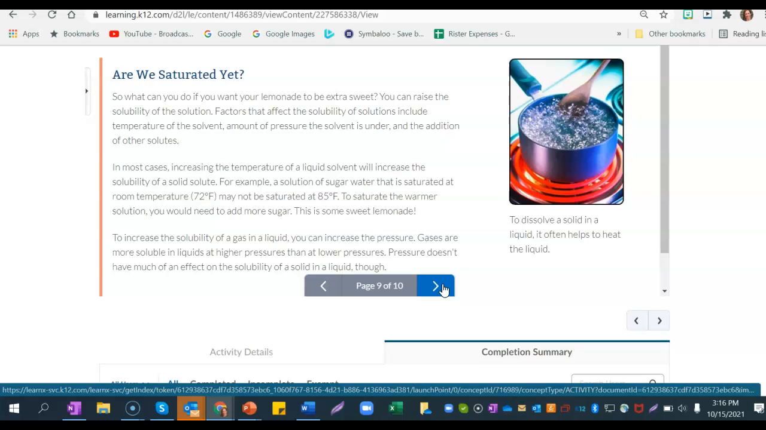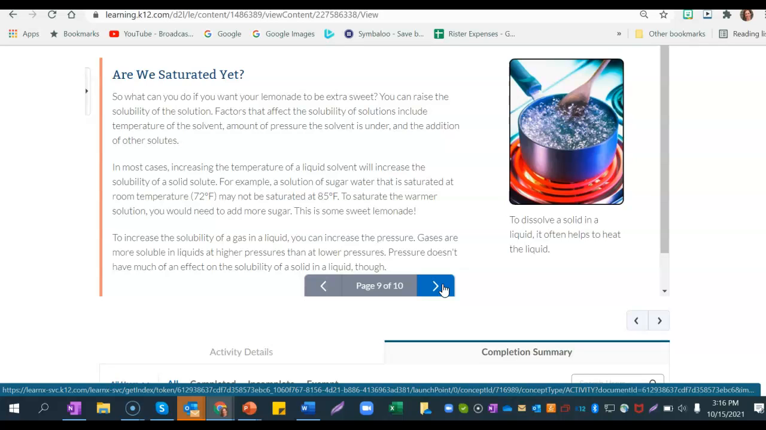And in most cases, increasing the temperature of a liquid solvent will increase the solubility of a solid solute. For example, a solution of sugar water that is saturated at room temperature, which is 72 degrees Fahrenheit, may not be saturated at 85 degrees Fahrenheit. So to saturate the warmer solution, you would need to add more sugar. That is some sweet lemonade.